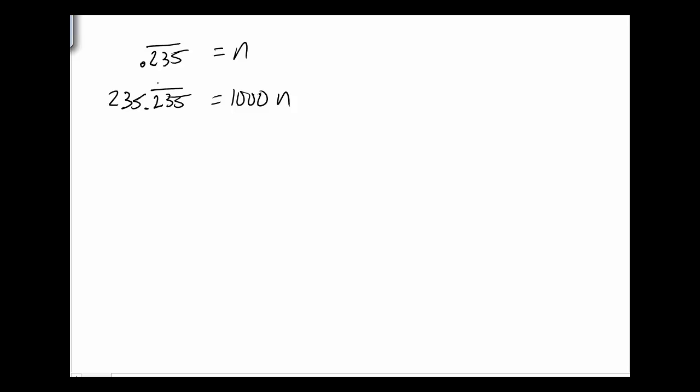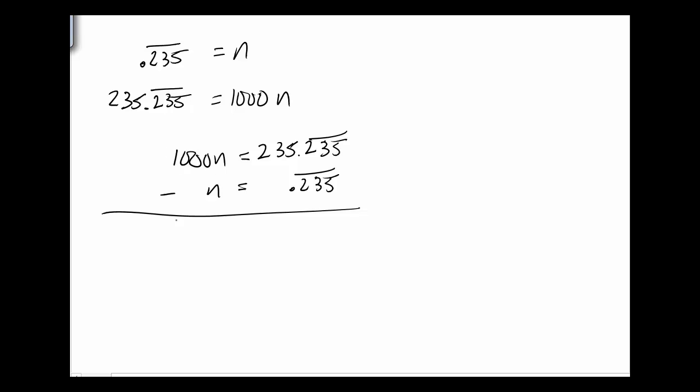Okay, and then we're going to do that clever little trick with the subtraction. So 1,000n minus n. So 1,000n is 235 point with the 235 repeating, and n is the 0.235 with the repeat. And what do you notice when they're lined up? On the left side, I get 999n. On the right side, I just get 235. So if I divide by 999, I get that the fraction is 235 over 999.